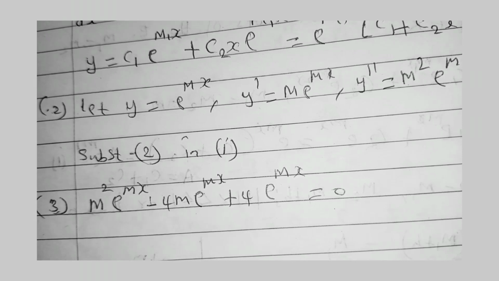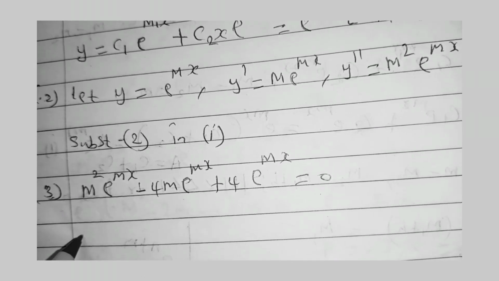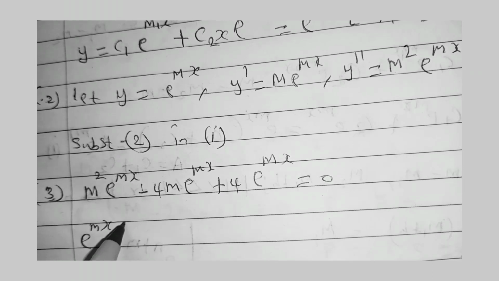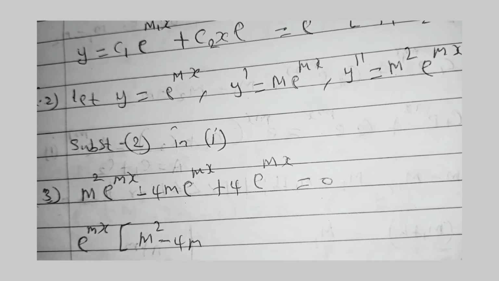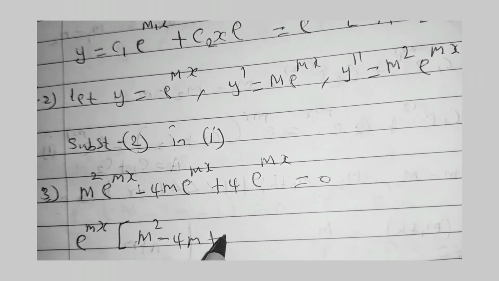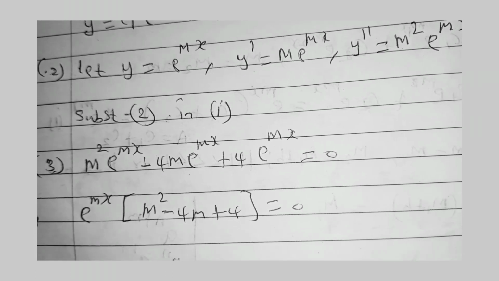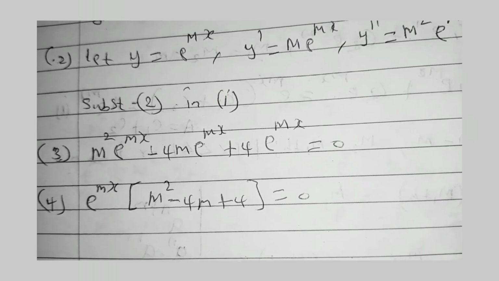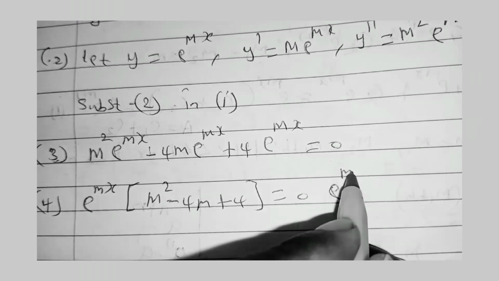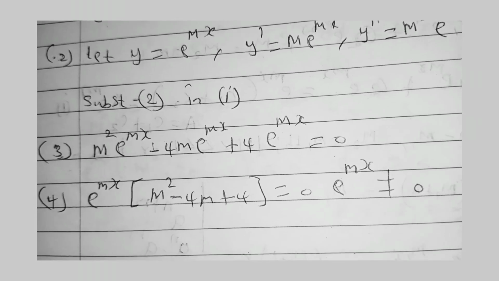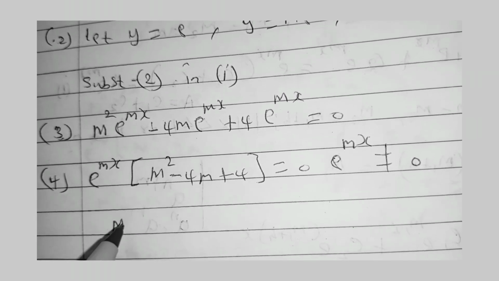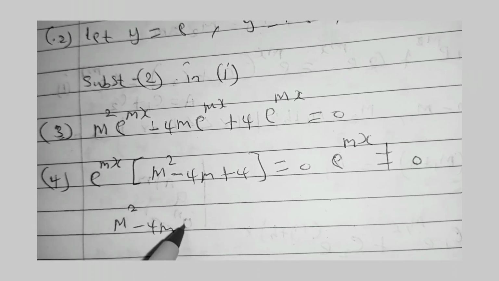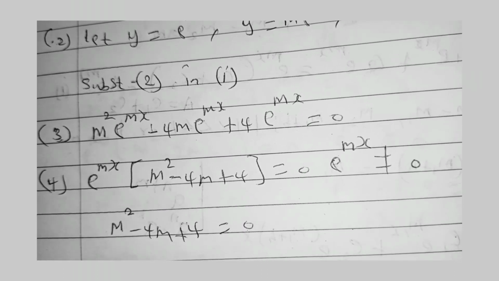From 3, we can factor exponential mx because it is common, to be left with m squared minus 4m plus 4, which is equal to 0. We call this equation 4. Now from equation 4, exponential mx cannot be equal to 0, so whatever is in the bracket is the one which is equal to 0. So it means that m squared minus 4m plus 4 is equal to 0.